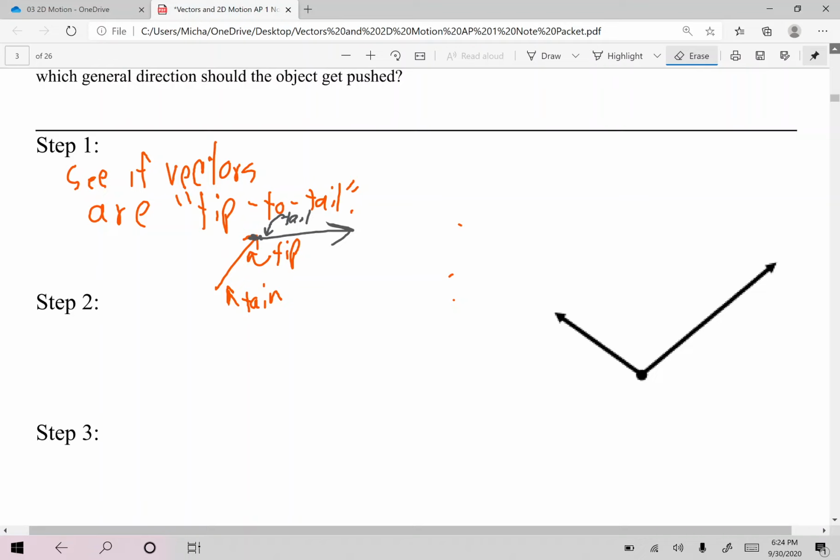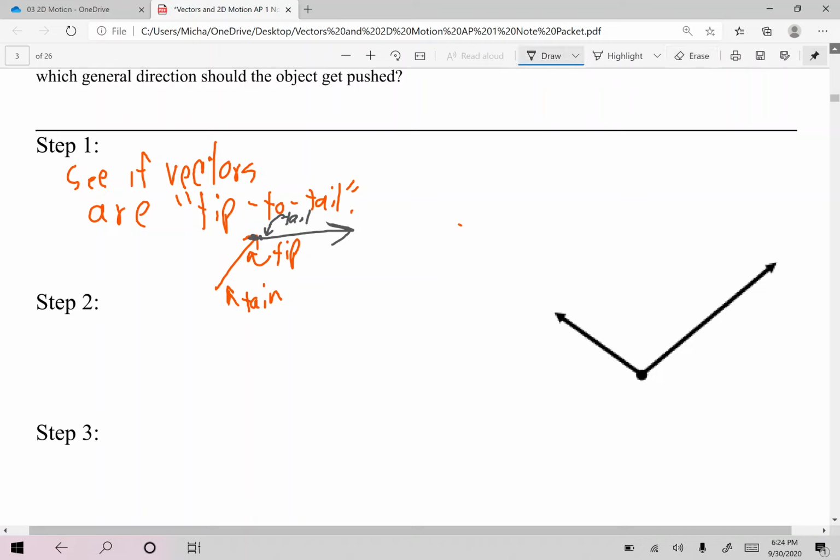I'm hoping you said no, they're not. See how, in the anatomy of an arrow here, the two tails are connected to one another? That means that they are not drawn tip to tail right now. Okay, and that's a problem, because this process is only going to work if they're drawn tip to tail. So what do we do about that?